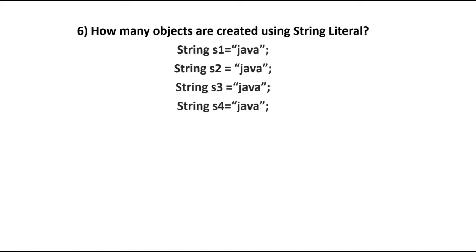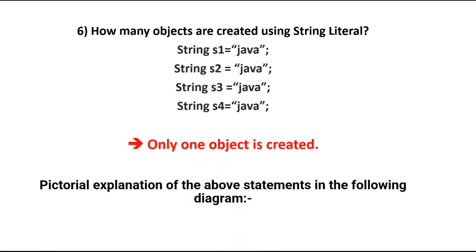Next question, how many objects are created using string literal? For example, after executing these four statements, how many objects will get created? The answer is only one object is created, because as you know, the string constant pool does not contain duplicate values.